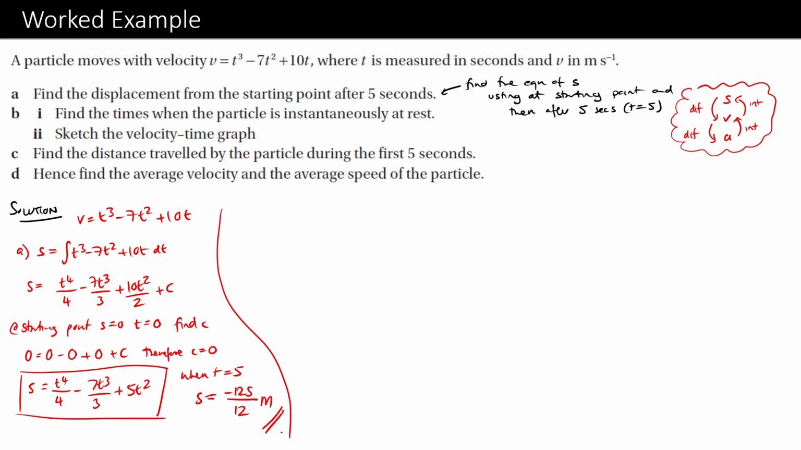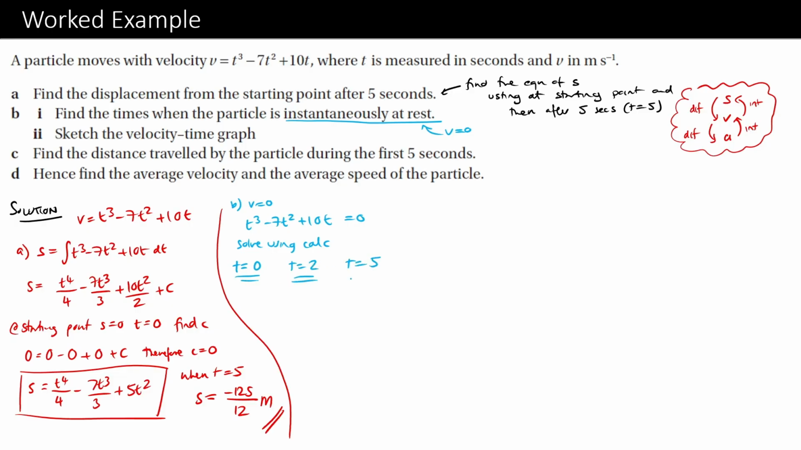Then moving on to B, it says find the times when the particle is instantaneously at rest. For this, instantaneously at rest basically means that v equals 0. So for part B, v equals 0, and I get t cubed minus 7t squared plus 10t equals 0. What I'm going to do is solve using the calculator, or the polynomial solver, in which I get t values of t equals 0, t equals 2, and t equals 5.